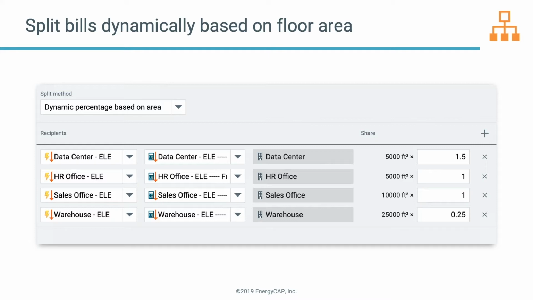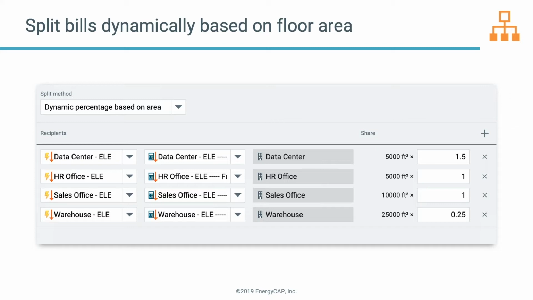Not only can we do percentages, but you can also add weighting factors. And you see that here on the right-hand side. As you can expect, a data center will likely use more cooling or heating per square foot than a typical office building. So we can add an extra weighting to the floor area of that facility, and that will be automatically taken into account during the calculations.